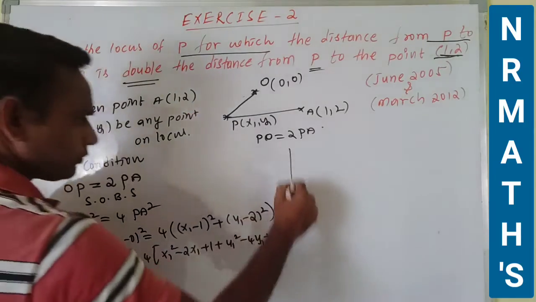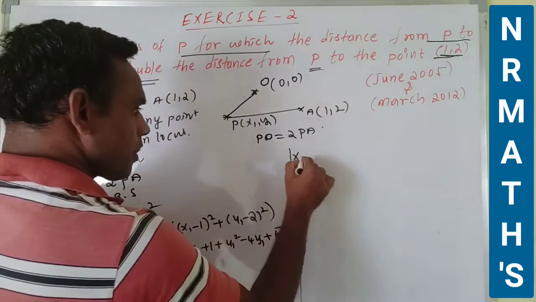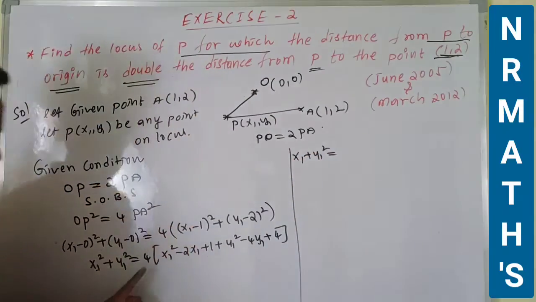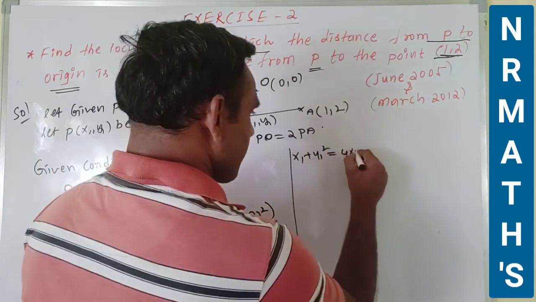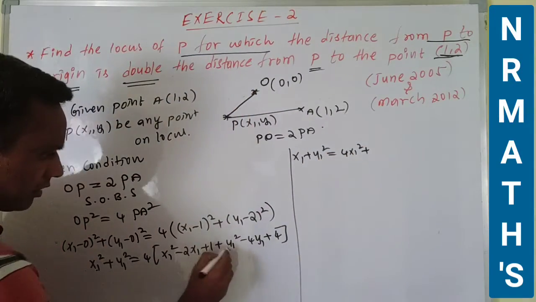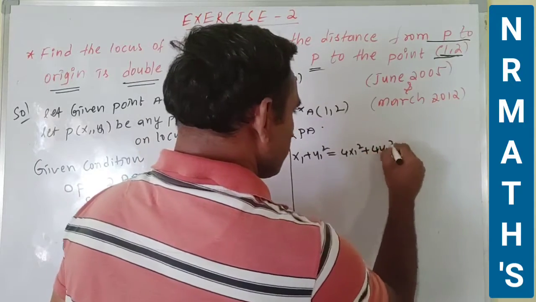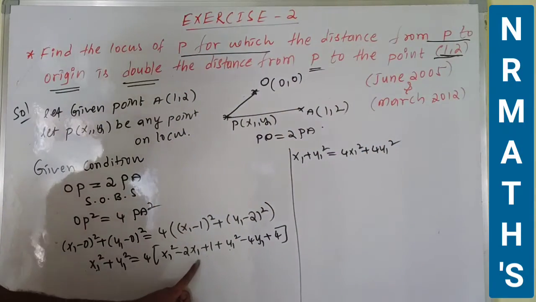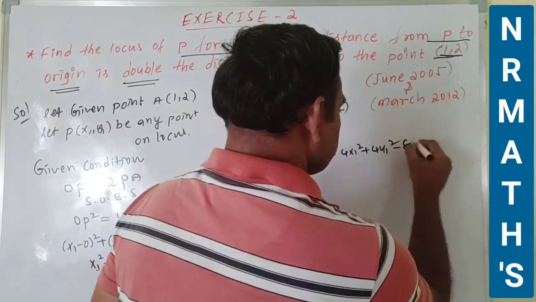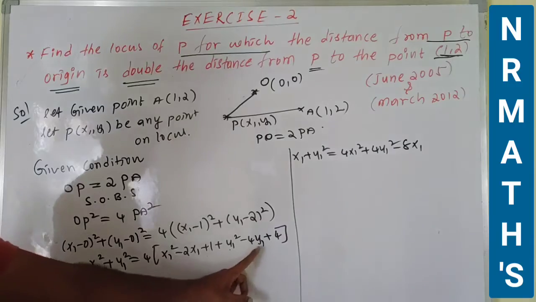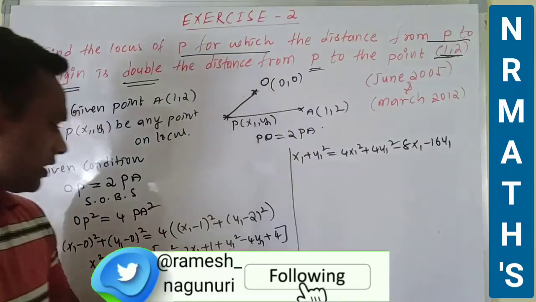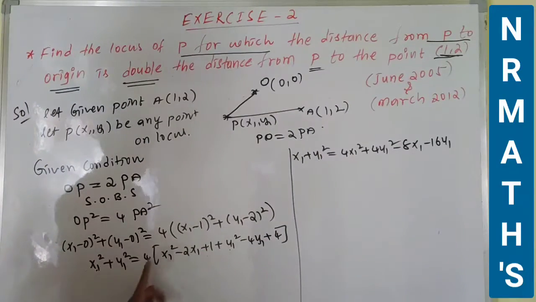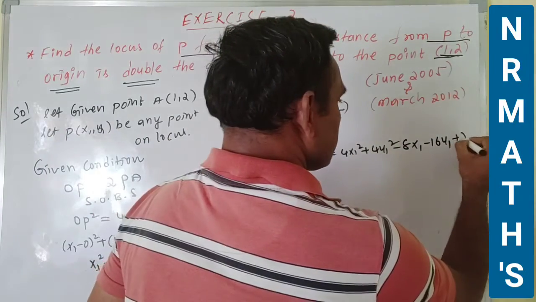Now here, x1 square plus y1 square equals 4 times this part. 4 into x1 square is 4x1 square, plus 4 into y1 square is 4y1 square. Next multiply with the x coefficient and y coefficient: 4 into 2 is minus 8x1, y coefficient 4 into 4 is 16y1, minus 16y1. Constants are 4 plus 1 is 5, 5 into 4 is 20, plus 20.